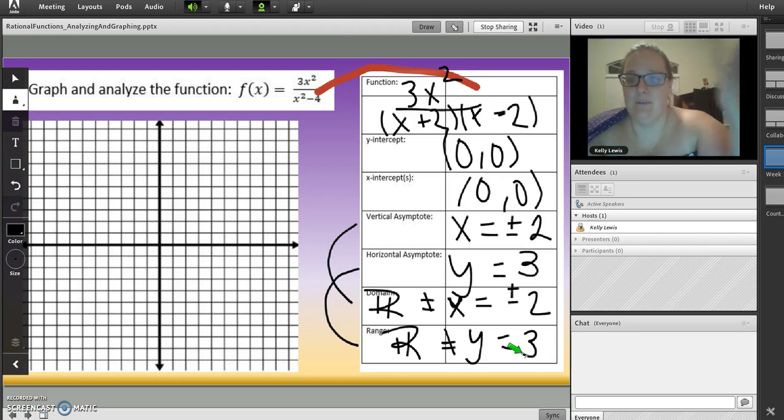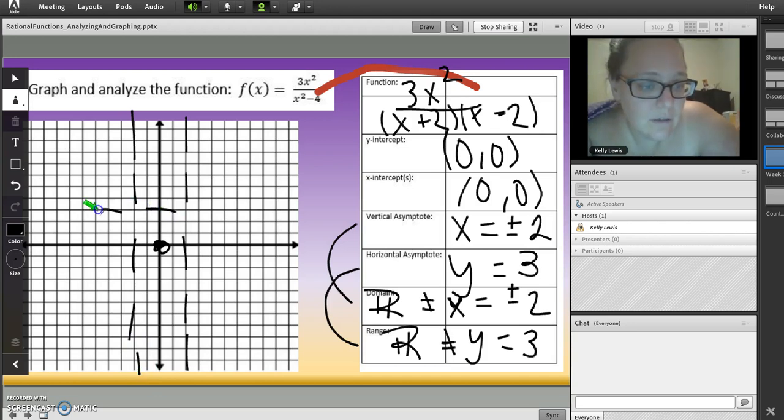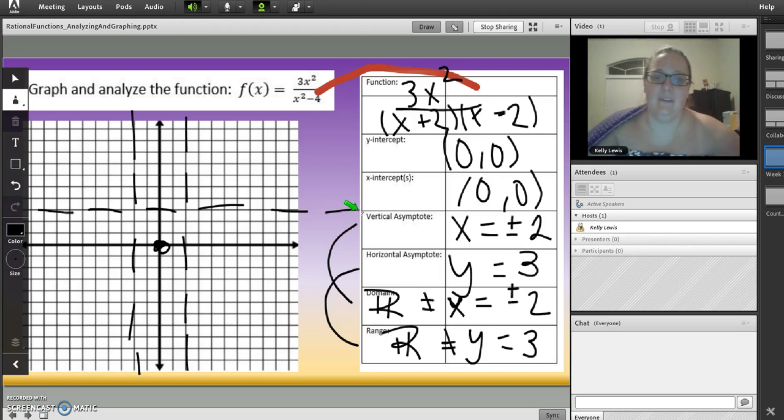Okay, so now we're going to put it together. Right here we have an intercept. Then we have vertical asymptotes at 2 and negative 2, and one horizontal asymptote at y equals 3.